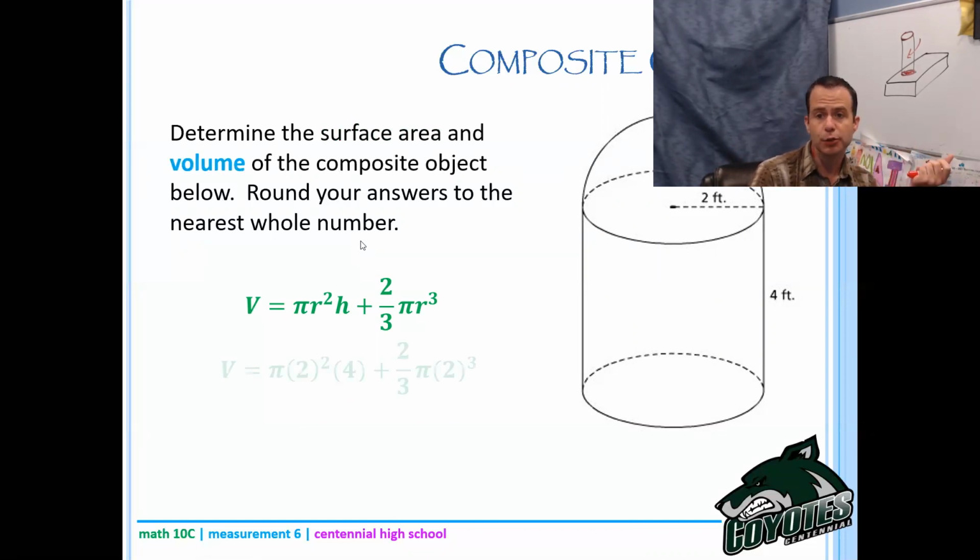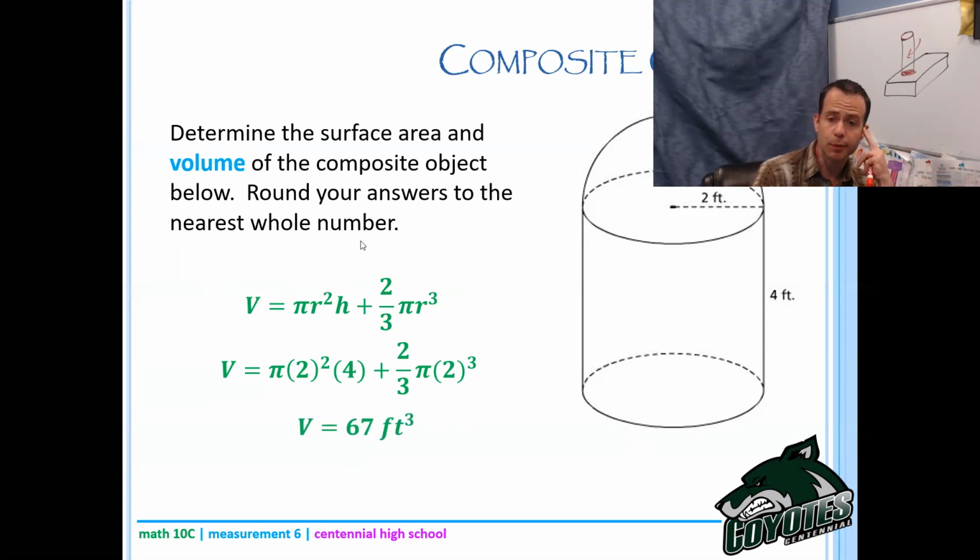I know r is 2 and h is 4. Plug that all in, throw it in my handy dandy trusty dusty calculator. And again, it was to the nearest whole number, so my answer is 67 feet cubed. Okay, don't forget that cube on your units there.